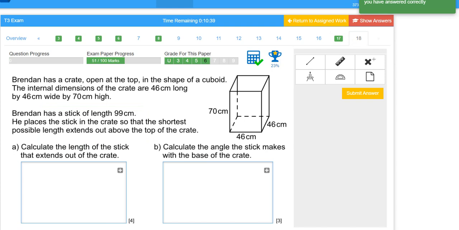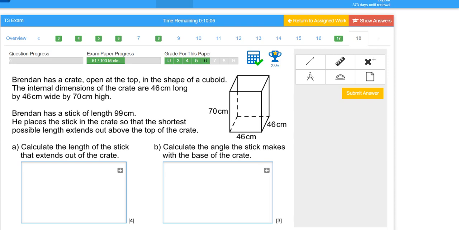And then the last question, we have something here about crates. Actually, this is a Pythagoras question. And I think actually it's well worth taking a look at it because we looked at Pythagoras just in the last couple of weeks. So we have a crate open to top, shape of a cuboid. Those are dimensions 46 by 46 by 70. He has a stick of length 90. He places the stick so it extends above, calculate the length of the stick that extends out of the crate.